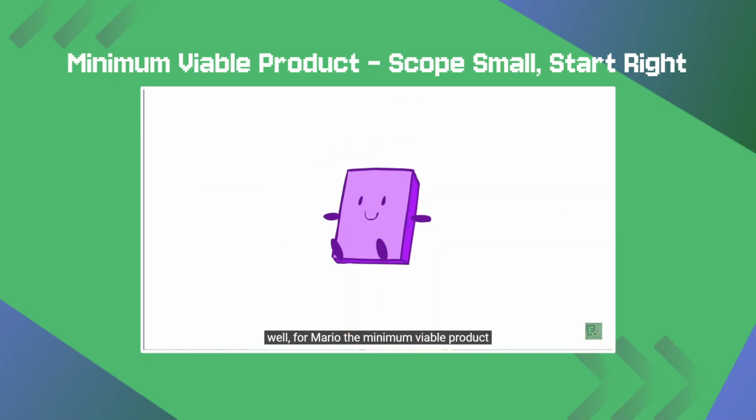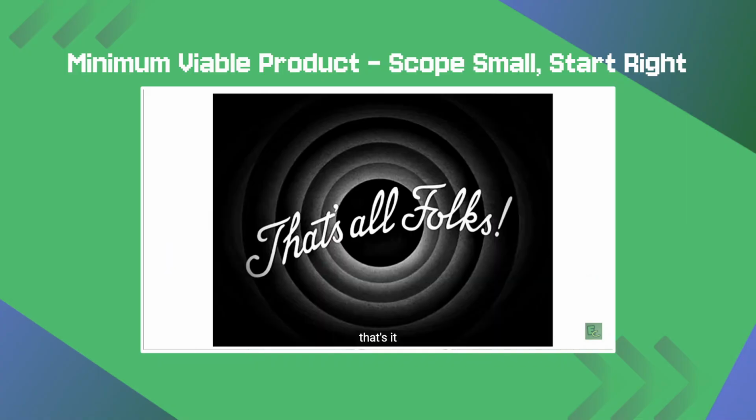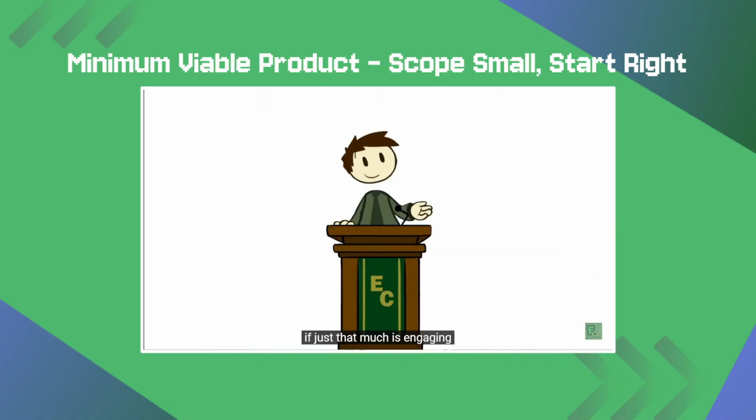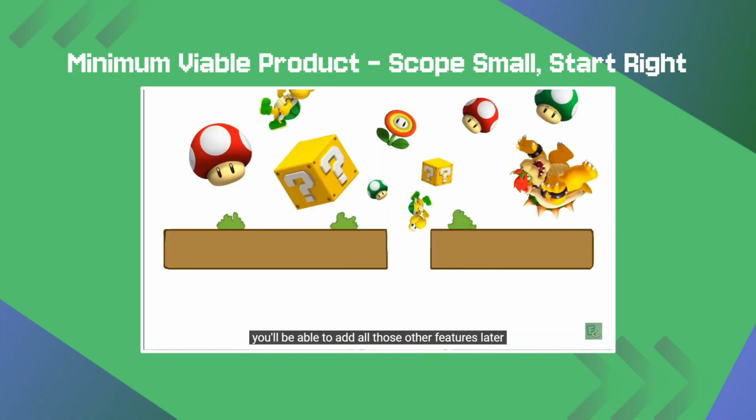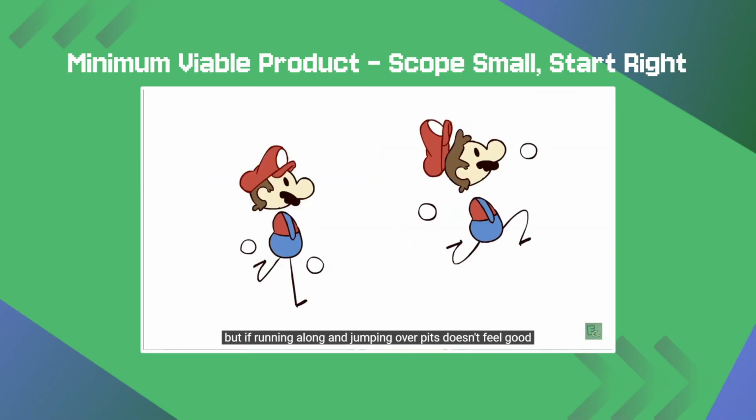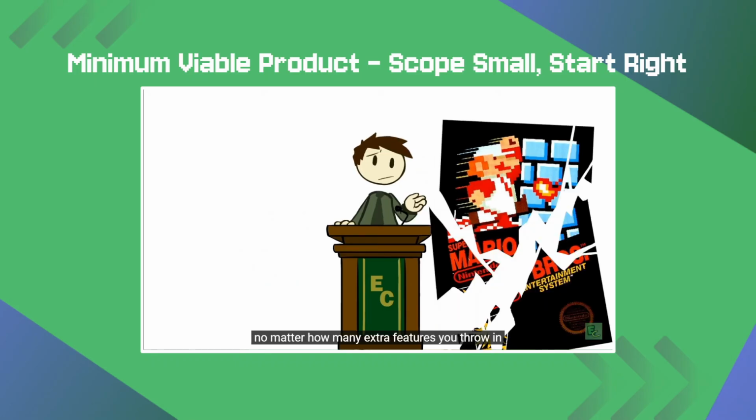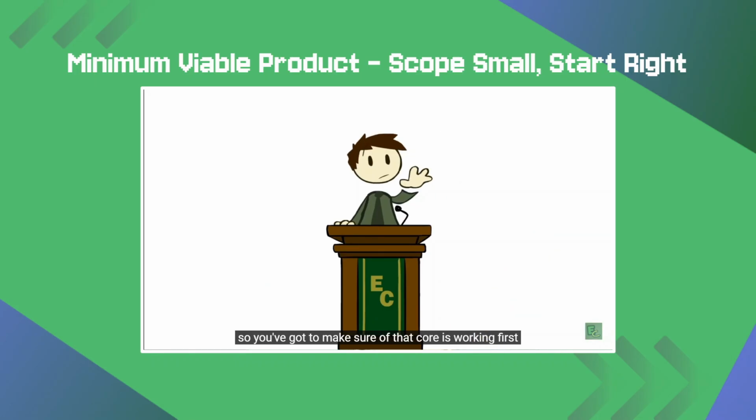Well, for Mario, the minimum viable product is probably one level where you can move, jump, and fall into pits. That's it. If just that much is engaging, you'll be able to add all those other features later and make it even better. But if running along and jumping over pits doesn't feel good, Super Mario Bros. simply doesn't work, no matter how many extra features you throw in. So you've got to make sure that that core is working first.